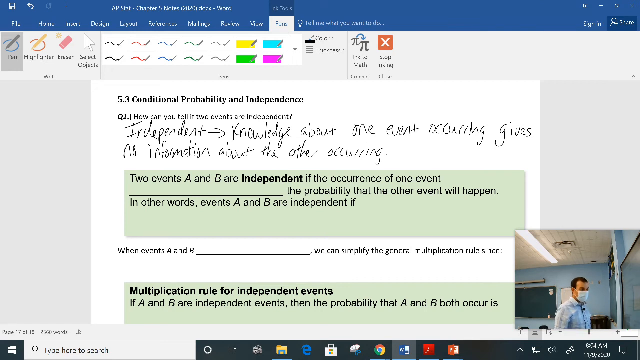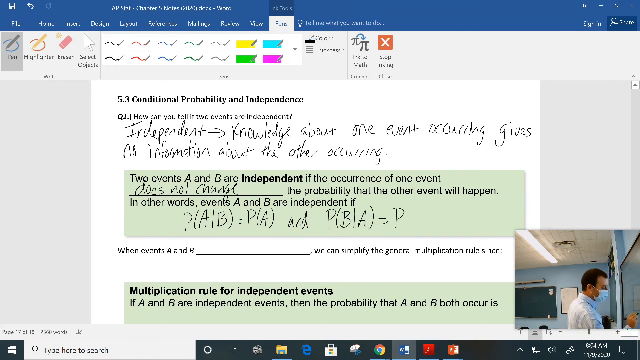Two events are independent if the occurrence of one event, like we just said, does not change the probability of the second event occurring. So how do we prove if two events are independent? And this is a question that's appeared lots of times on AP exams. Are the events being a male and having blue eyes independent? Well, in order to determine that, we have to check, is the probability of A given B equal to the probability of A? And is the probability of B given A equal to the probability of B? If these two things are true, then the events are independent.